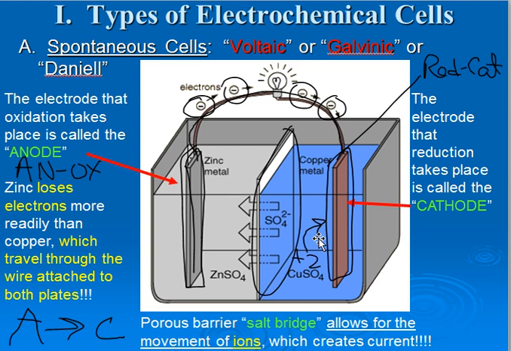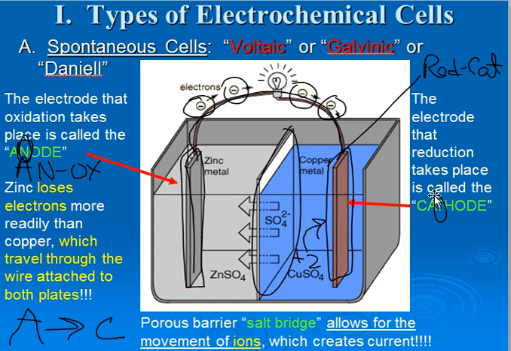We also need to know the charges of our anode and cathode. The anode is negative. Remember, anode has an N in it. So for this voltaic cell, the anode is negative, and the cathode has a plus sign in it. It's positive. So sometimes they'll ask you, what's the charge of the anode? What's the charge of the cathode?